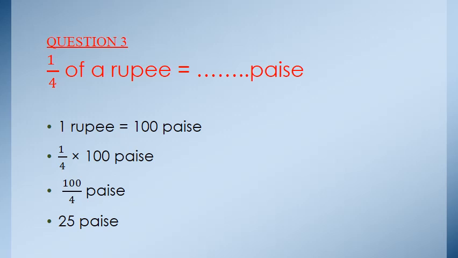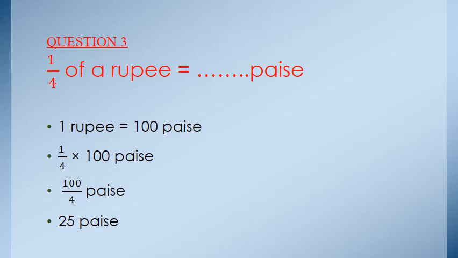So we'll write the conversion formula. 1 rupee is equal to 100 paise. Why have we taken 1 rupee? Because in the question itself it is written a rupee. A rupee means 1 rupee, and the conversion formula is a standard formula. So we'll take 1 rupee is equal to 100 paise.